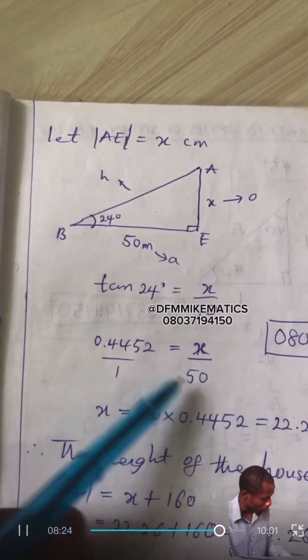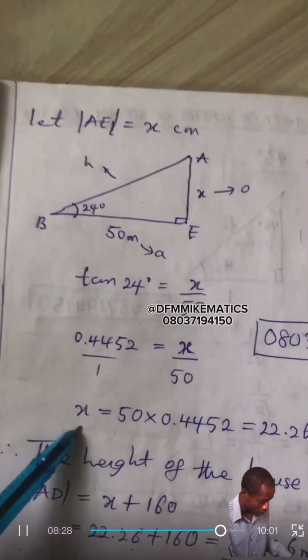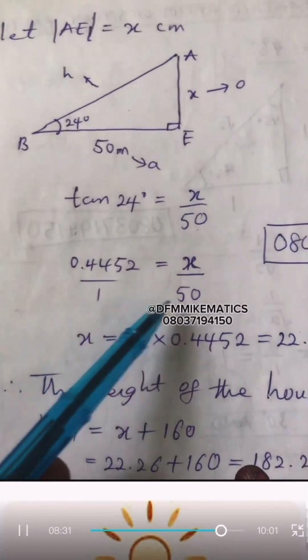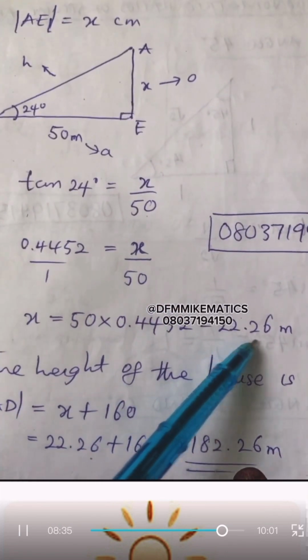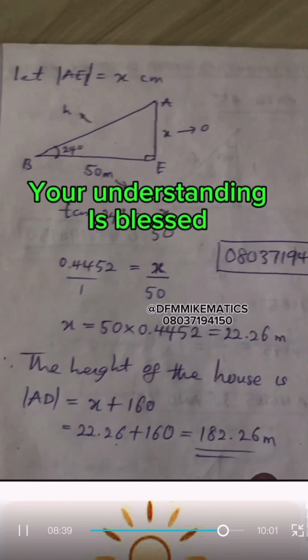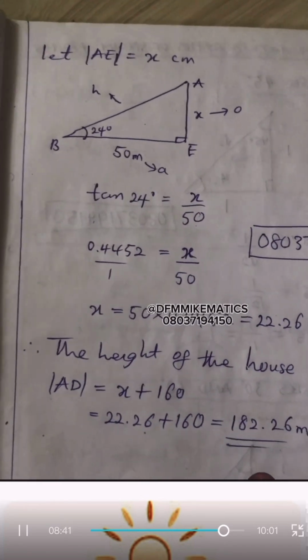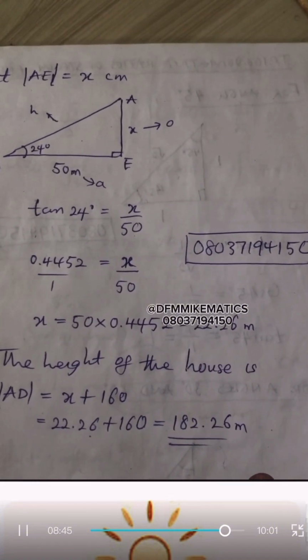So when you cross multiply here, x is multiplied by 1. That gives us x. And 50 is multiplied by what you have here. That gives us 22.26 meters. Like I said, always work with decimal places, like 2 decimal places or 3 decimal places, alright. So I have this in 2 decimal places, meters.